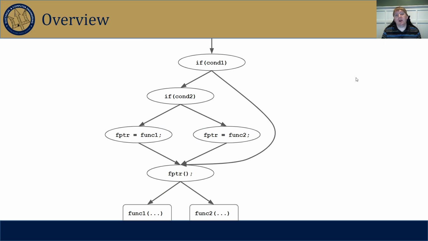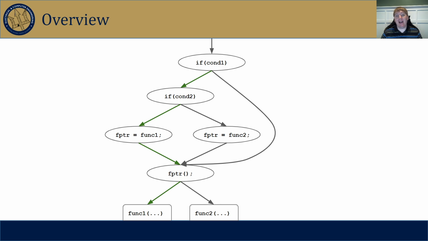So first off, what problem are we trying to solve? In a standard execution of some application, we might expect that condition 1 is true, condition 2 is true. We set this function pointer to go to function 1, and then we call function 1 through that function pointer. That might be what we expect the application to do in a normal execution scenario.